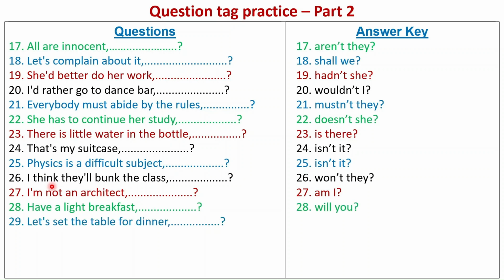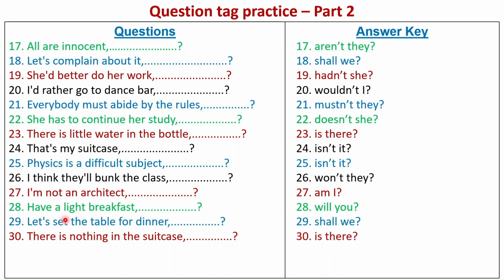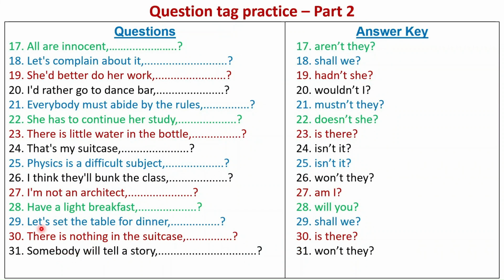Let's set the table for dinner. Let's. Shall we? There is nothing in the suitcase. Negative sentence. Is there? Somebody will tell a story. Won't they? You had learned Japanese. V3. Apostrophe D V3. This is in past perfect. Hadn't you?